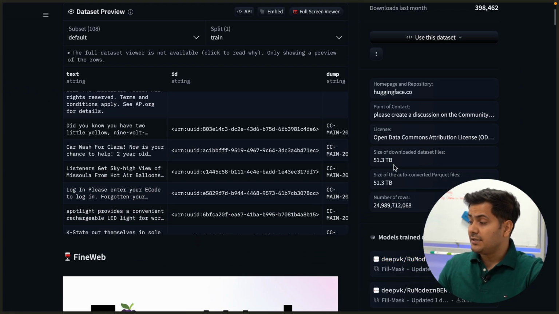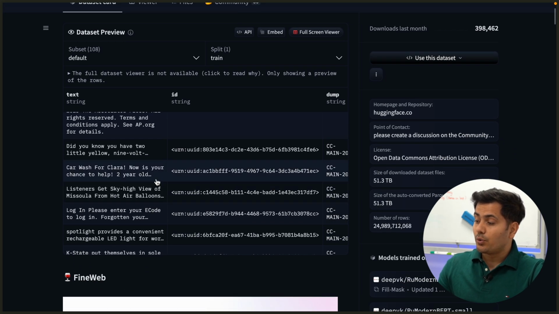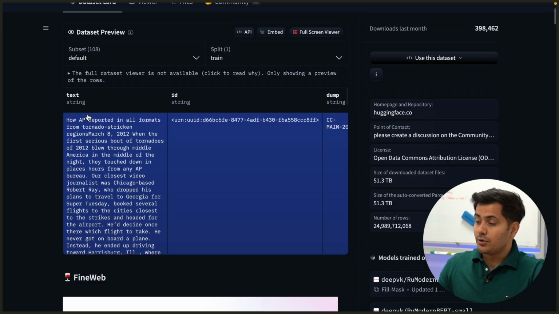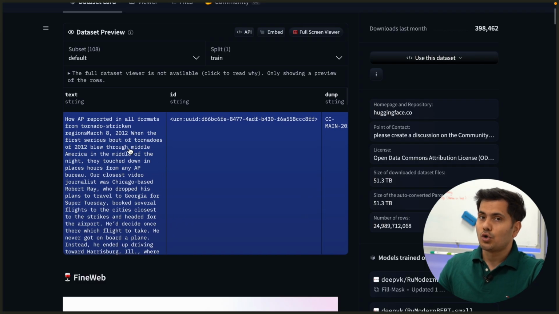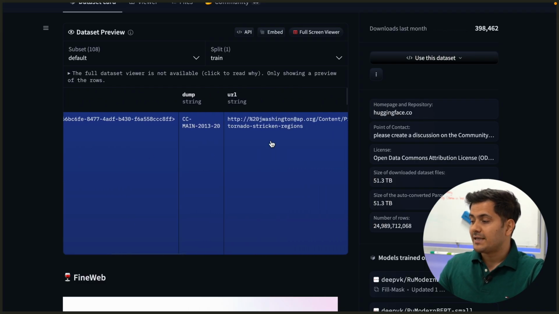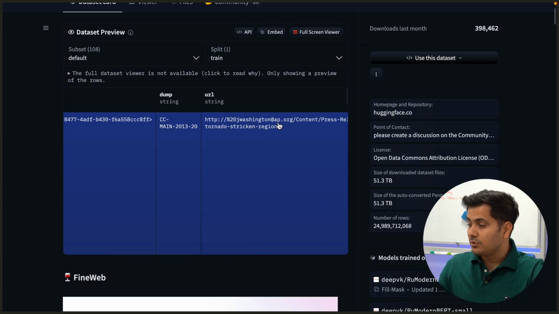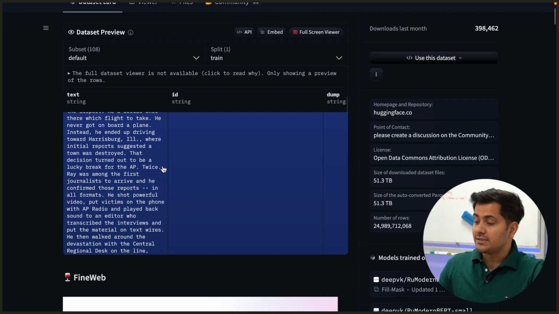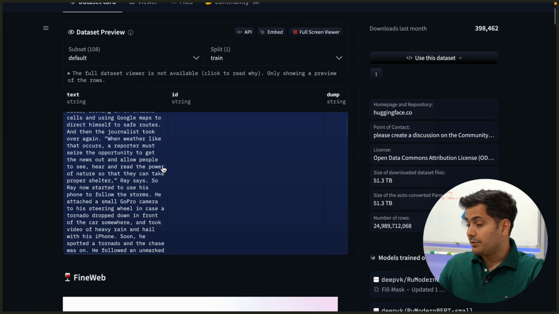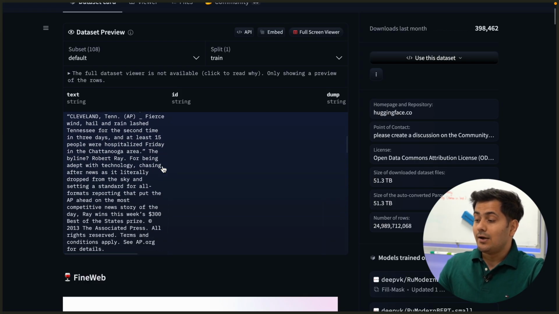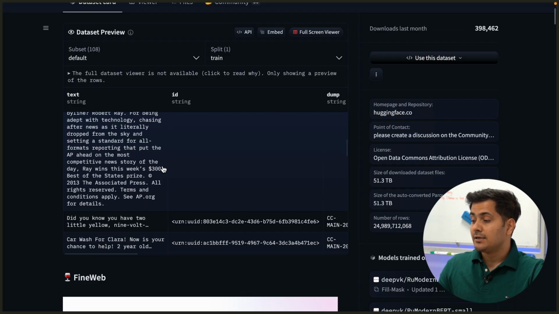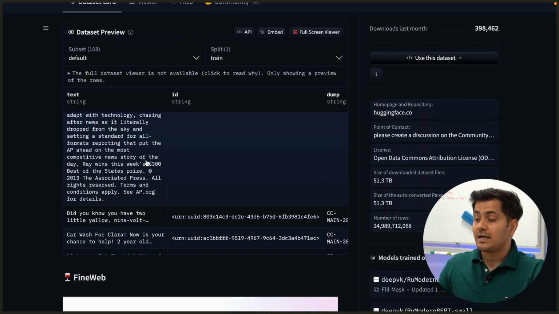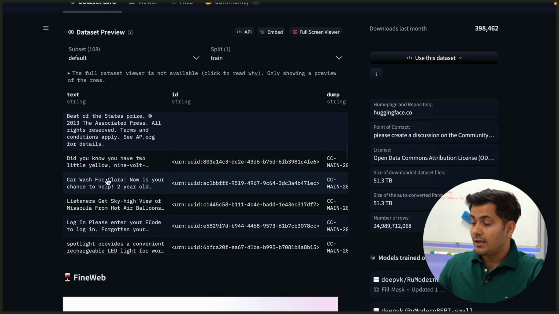This is a huge data set. It is 50 terabytes plus, and it has around 25 billion records, right? And each record in the data set, here's a sample. Each record is the text content extracted from a website. In this case, this is from washingtonap.org, and this is the contents of the page. You can see that all the HTML tags and other markup has been stripped out, and this is just plain text.